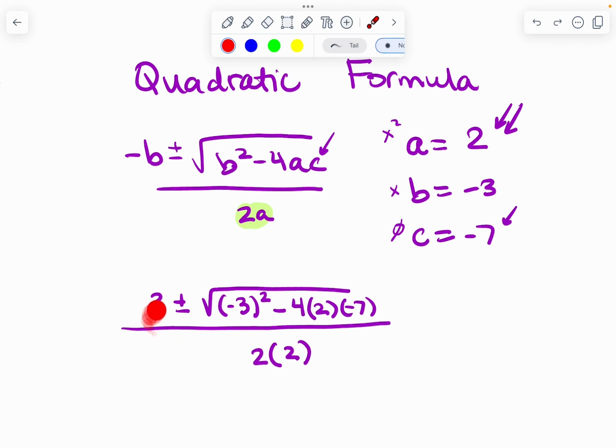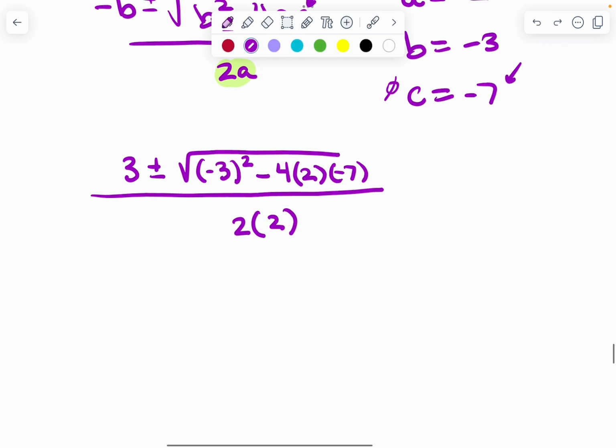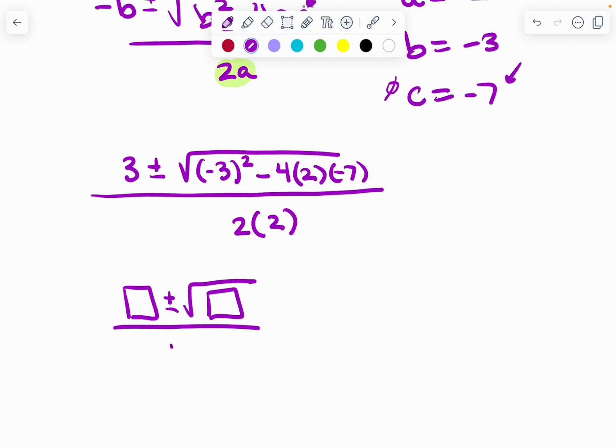So yes, it still looks crazy, but at least we're not working with 3 different variables. We're just working with numbers. And now your goal should be to get one number here, one number underneath the radical, and one number downstairs. So one number on the outside, one number on the inside, and one number downstairs. The way that we do this is easy to simple, easy to more challenging.